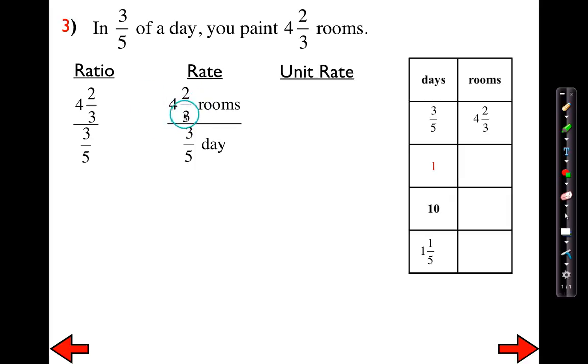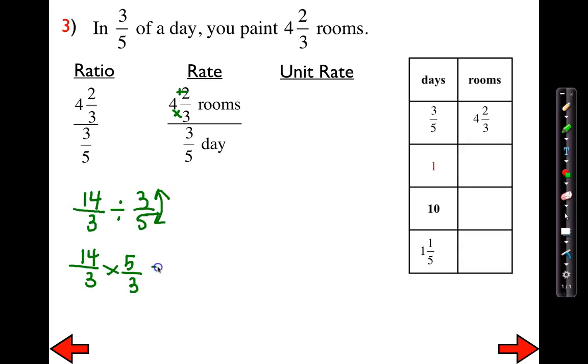So here we're going to do 3 times 4, which is 12, plus 2 is 14. So I'm going to go ahead and change that to 14/3. This does mean division, so I'm going to divide by 3/5. Now from here, I'm going to go ahead and turn it into a multiplication problem. So it's going to be the reciprocal, which is 5/3. I'm going to check if I can cross cancel. I cannot. So I'm going to be left with 70 over 9.